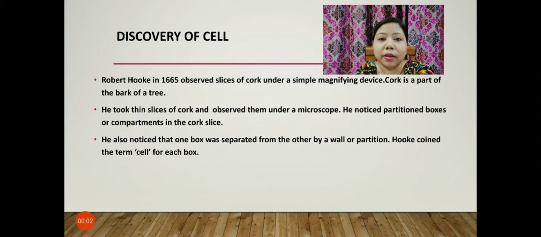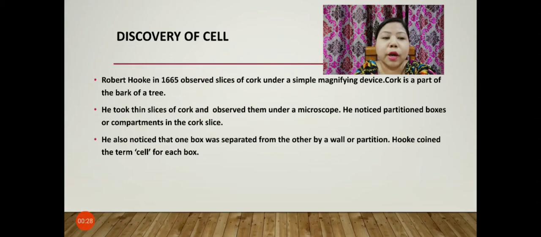Children, now let's learn how the discovery of the cell took place. The discovery of the cell was done by Robert Hooke in the year 1665. He observed slices of cork under a simple magnifying device. Cork is a part of the bark of a tree and it is a dead cell. He took thin slices of cork and observed them under a microscope.